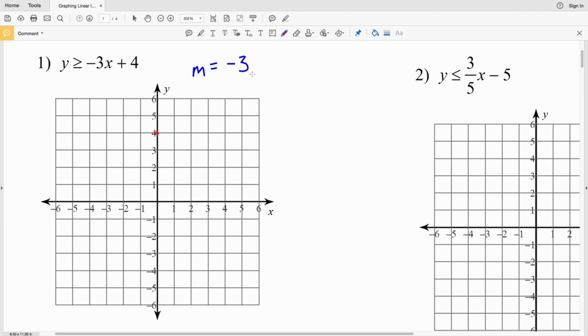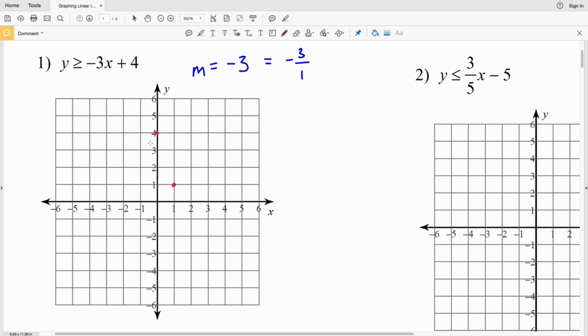Then we're going to apply the slope to find the next point. Negative 3 is the same as negative 3 over a positive 1. So we're going to go down 3 and over 1 to the point 1, 1.